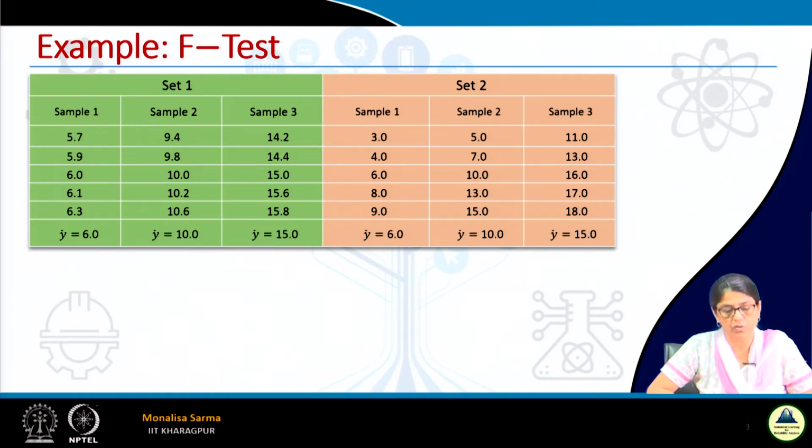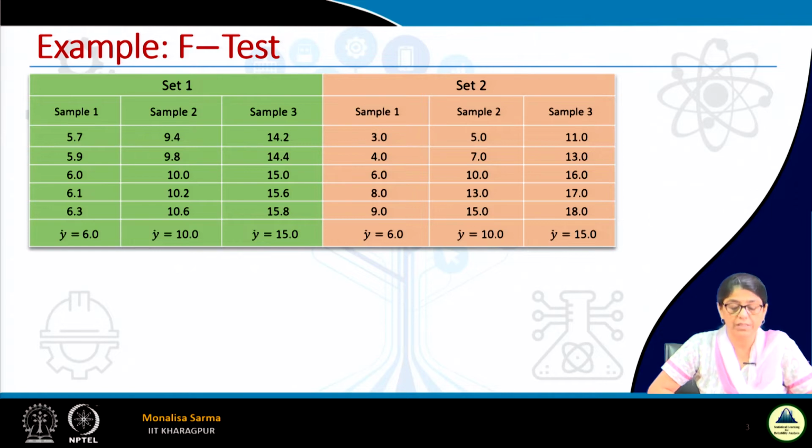Similarly, in set 2, the mean of sample 1 is the same as the mean of sample 1 of set 1. The mean of sample 2 of set 2 is the same as the mean of sample 2 of set 1, and similarly for sample 3. So even for set 2, all the 3 samples are from 3 different populations whose means are different.